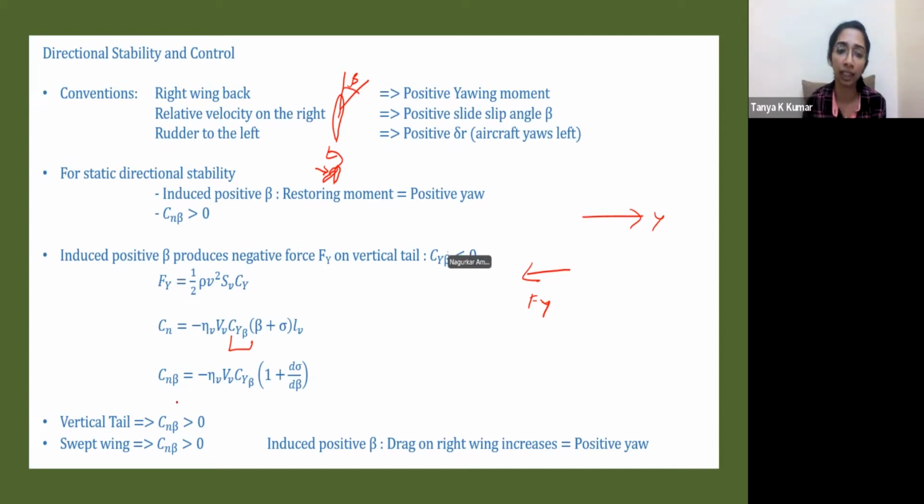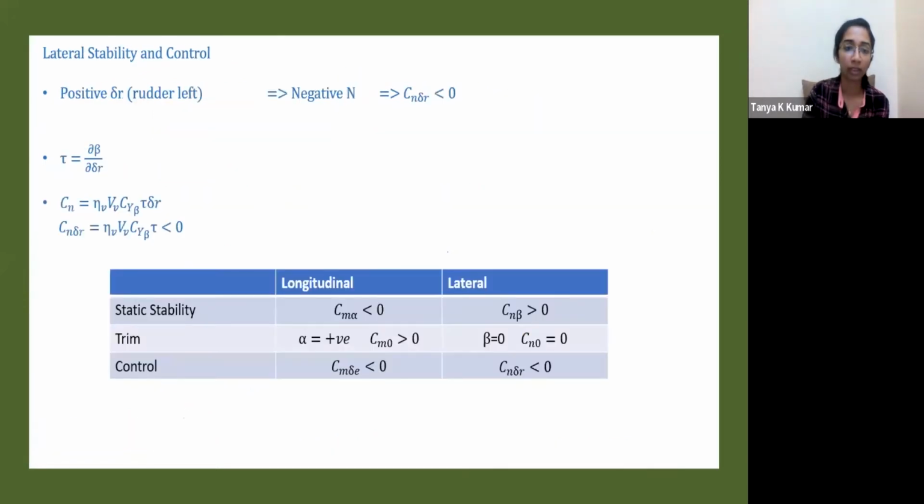The components of the aircraft that contribute towards static directional stability are a vertical tail and a swept wing, both of which have Cn beta positive. So we studied here that Cn beta positive is what is required for static directional stability. And these are the two components of the aircraft that contribute towards positive static directional stability. Okay, positive Cn beta.